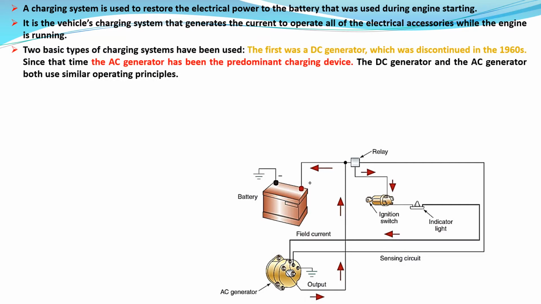Two basic types of charging system have been used. The first was a DC generator, which was discontinued in the 1960s. Since that time, the AC generator has been the predominant charging device.